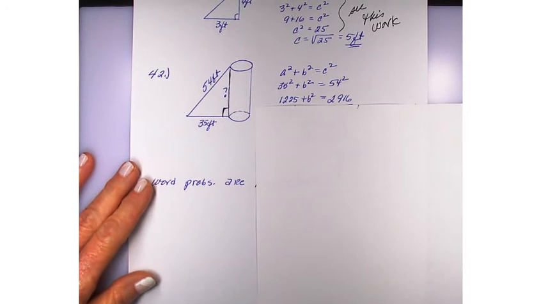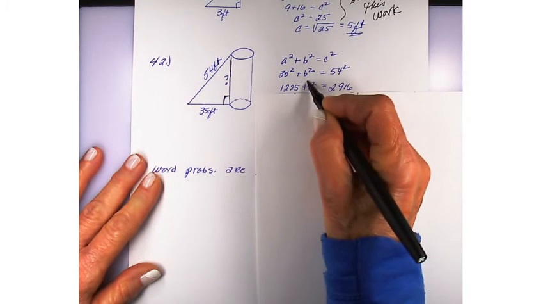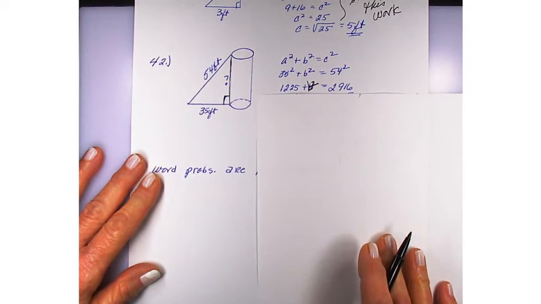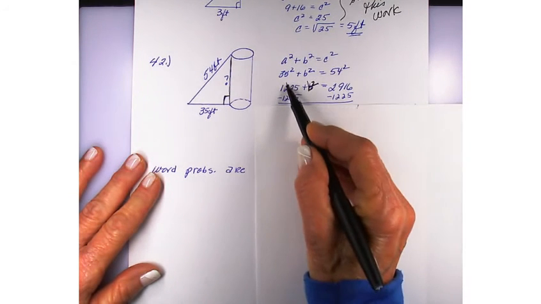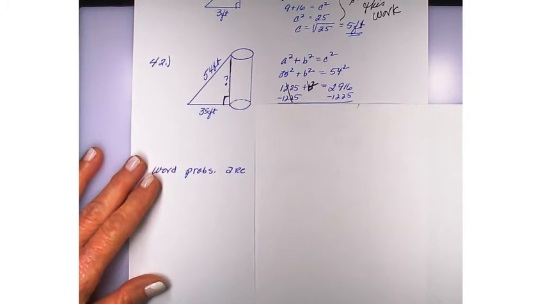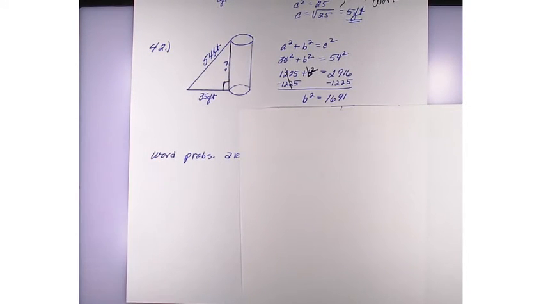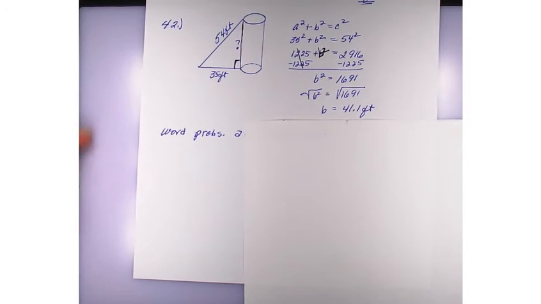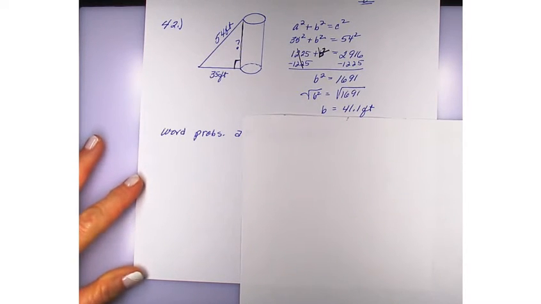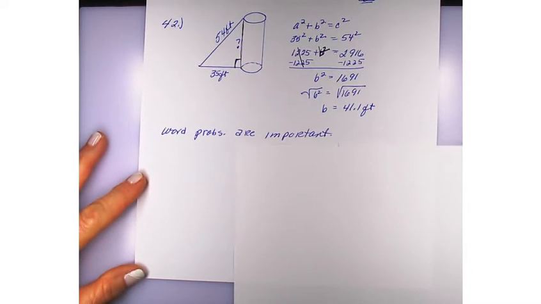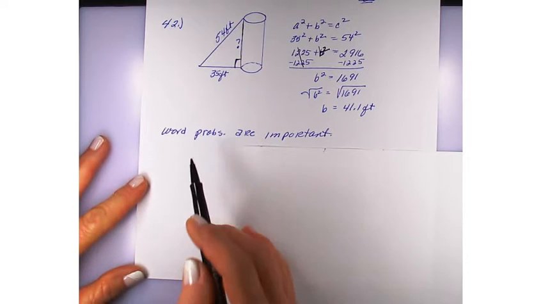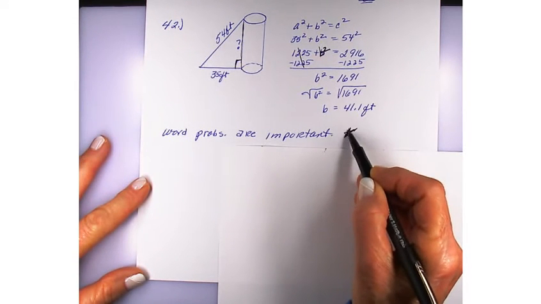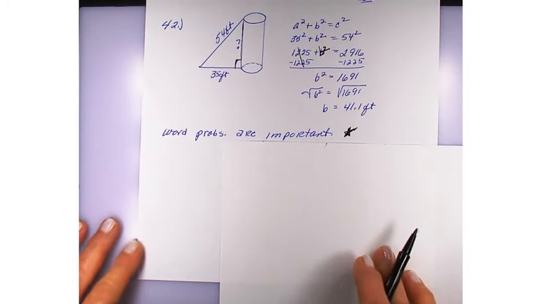I squared everything. I want b squared to stand alone. I'm going to subtract the 1225 from each side, and I get b squared equals 1691. Of course, I don't expect you to know that square root. You're going to put that in your calculator, and you're going to come up with 41.1 feet. So the height along the silo is 41.1 feet. So I'm reiterating, word problems are important, and I have assigned several word problems.